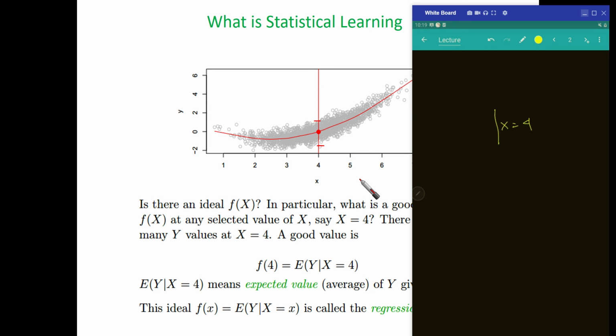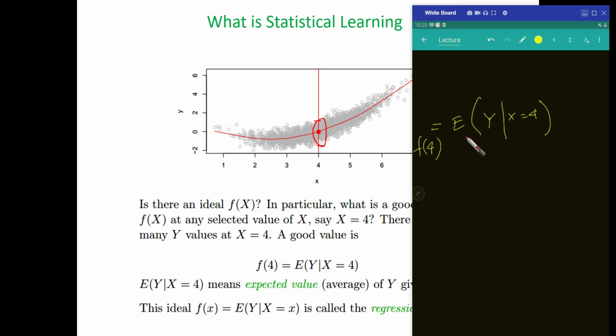So given that x equals 4, how about this: if we just take the average value of all of these y's, we know how many y's there are, and if we take the average of those values, maybe that is a good value, and actually this is indeed the value. So given that x equals 4, you just measure the expected value, or average. This actually means the average value. You just take the average value, and this is the good value for f of x.